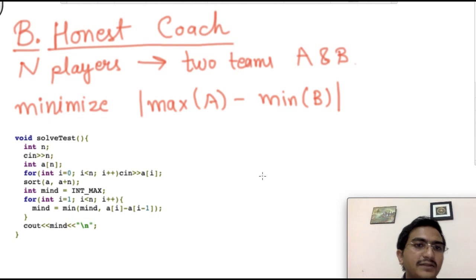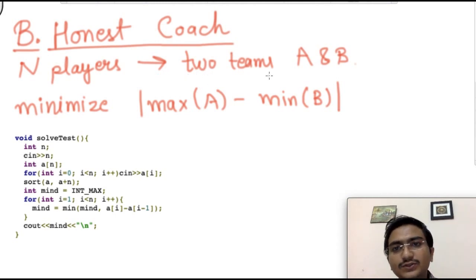Then we have problem B, in which we were given n players, and we have to divide these n players into two teams A and B, not necessarily of equal size, such that you minimize the difference: the maximum strength of players in team A minus the minimum strength of players in team B.